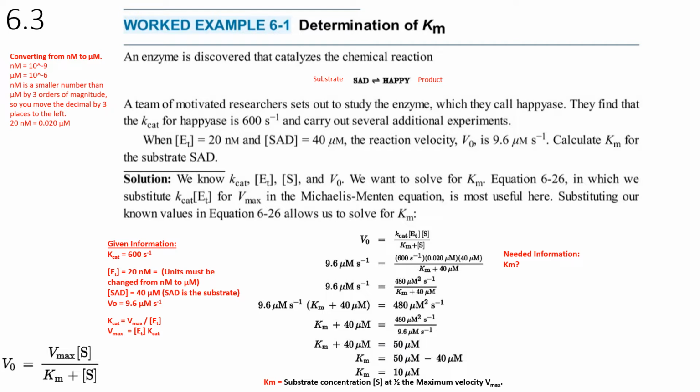Here we have a worked example 6.1 from the book, determination of Km. Once again, Km is the substrate concentration at half of the maximum velocity. An enzyme is discovered that catalyzes the chemical reaction. Sad is converted into happy, and vice versa. So sad is the substrate and happy is the product. A team of motivated researchers sets out to study the enzyme, which they call Happy Ace.